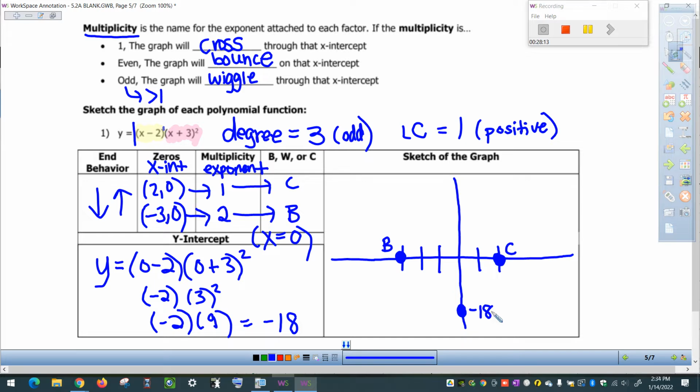Okay, finally, the end behavior, that's how we're going to start to draw through our graph. Because we need to know where this starts. Does it start coming up from the bottom, or does it start coming down from the top? So here's how I like to put the end behavior in. On the far left side, I'm going to do my down arrow. On the far right side, I'm going to do my up arrow, because I know that it's supposed to be down up.